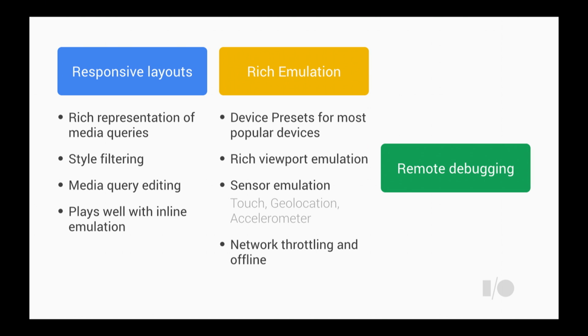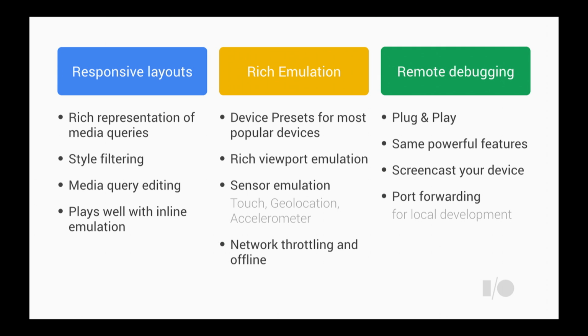Now, in emulation, you have device presets for most popular devices, rich viewport emulation, sensor emulation, and the advanced panel down there with touch, geolocation, and accelerometer, and this is a very cool new feature, network throttling and offline support per tab. And finally, with remote debugging, once you have a pretty good website set up, you just plug and play. It's as easy as that. You take your phone, you plug it in, it brings up a new panel that shows you one connected device. And it has the same powerful features. It screencasts from your device directly onto your laptop.